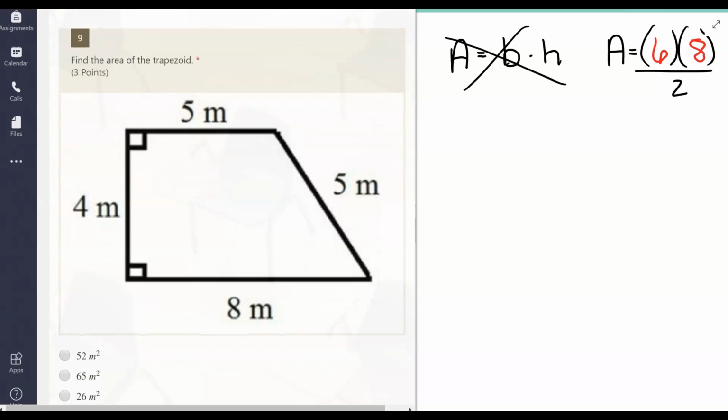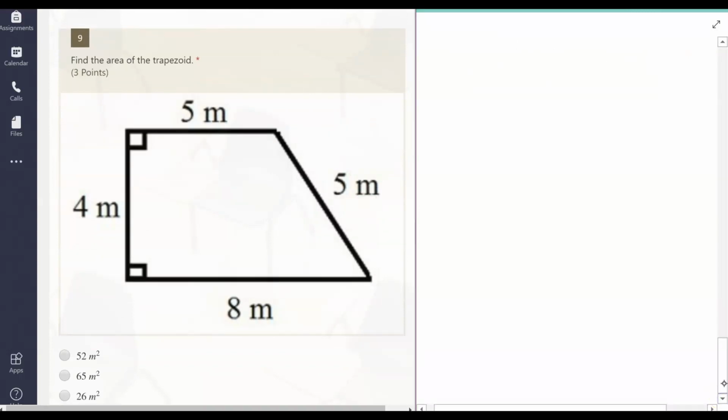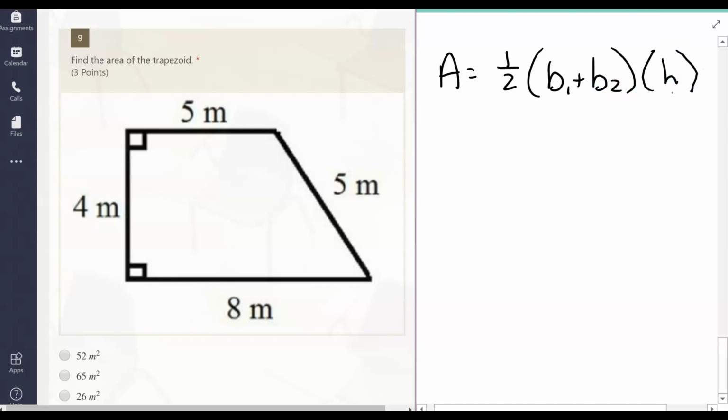Next question, find the area of the trapezoid. Trapezoid formula is 1/2 times the sum of the bases times the height. The bases are always going to be parallel to each other. So this side and this side are the parallel ones, making those my two bases. Just like every other problem, height is always going to be perpendicular to the bases. It's the distance between my two bases. In this case, it's my 4. Notice that the 4 is what's perpendicular to both bases, not the 5.